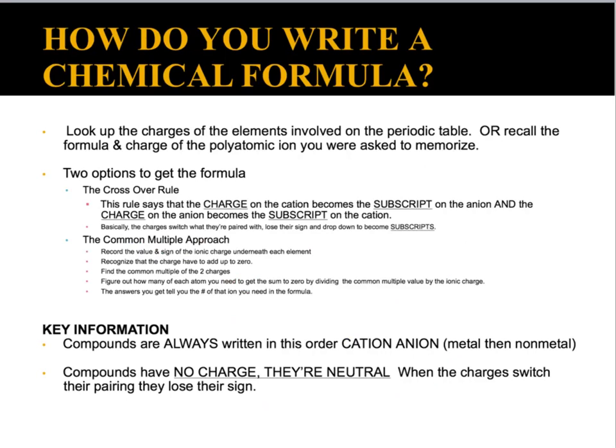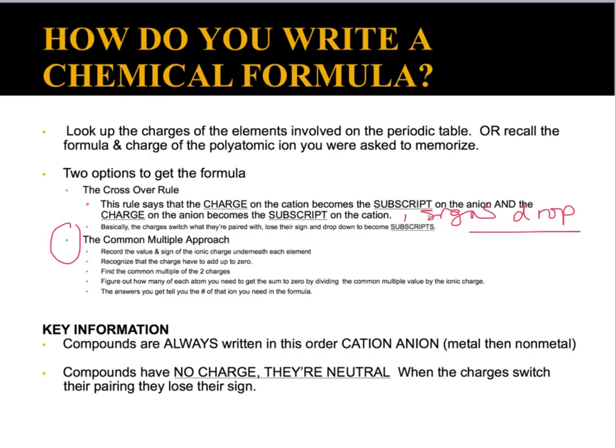There's one that's called the crossover rule, and this rule says that the charge on the cation becomes the subscript on the anion, and the charge on the anion becomes the subscript on the cation, and they drop their signs. Okay, you want to make sure that you remember that. The signs drop. Basically, the charges switch what they're paired with, they lose their sign, and they drop down to become subscripts. This is a good procedural approach, but there's some things that you have to remember if you're using the crossover rule.